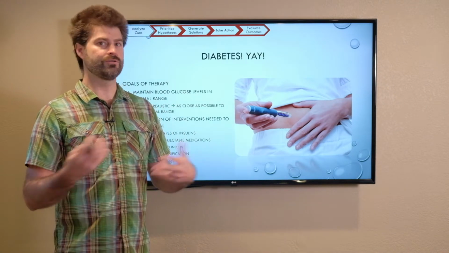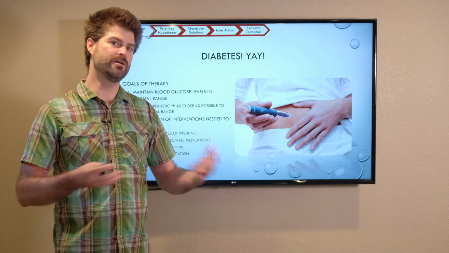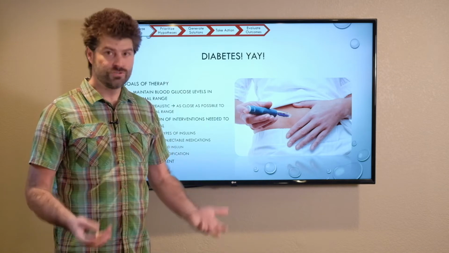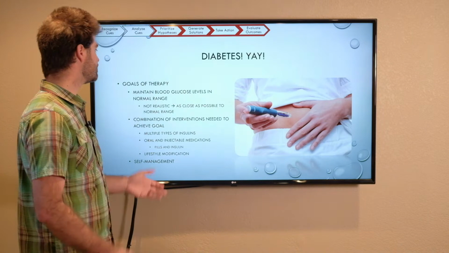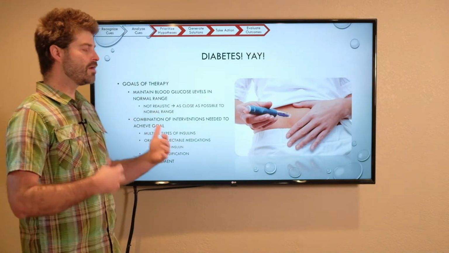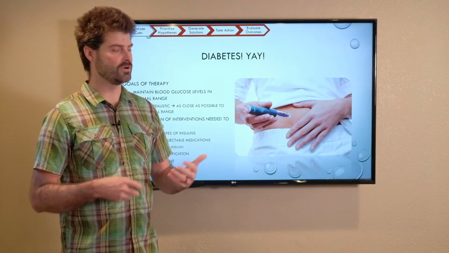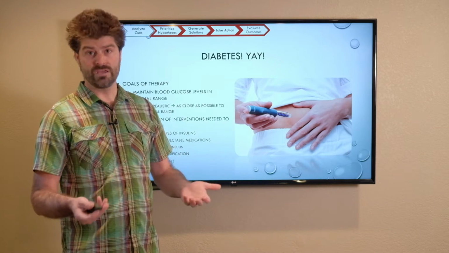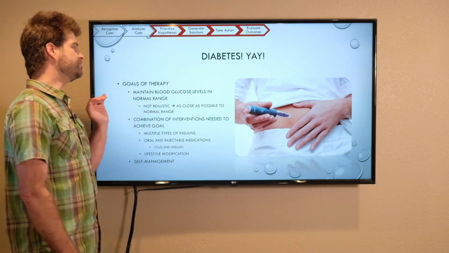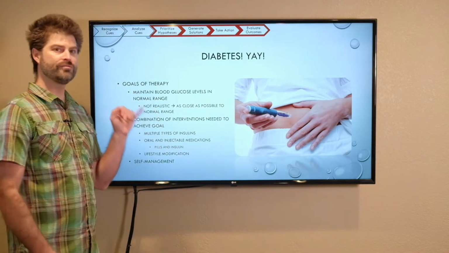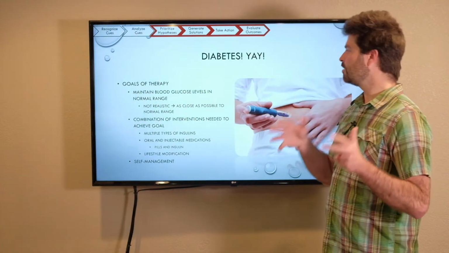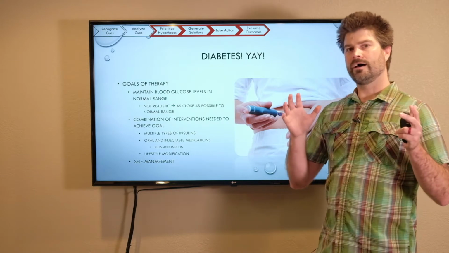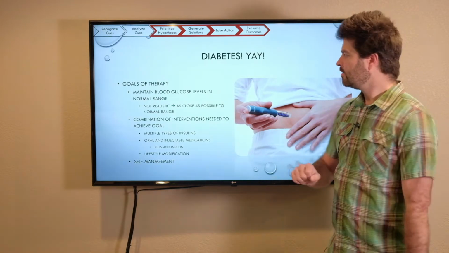We don't want to see oral anti-diabetic medications for a type 1 diabetic because they don't produce any insulin. So those drugs are not going to be effective for those patients. Our goal of therapy, no matter what type of diabetes the patient has, is always to maintain blood glucose levels within our normal range. That 60 to 100 range is really where we want to keep it as much as we can.